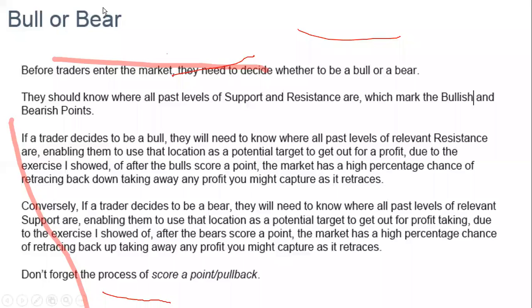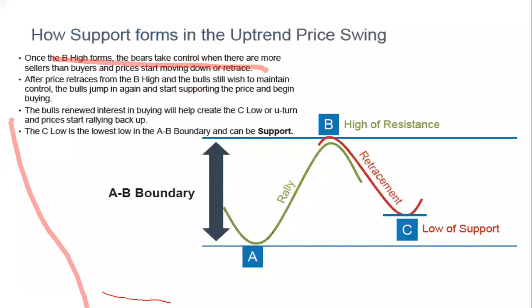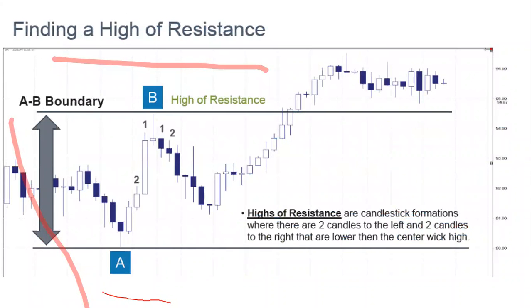Yeah, boss, please, more emphasis on how to identify our support and resistance. You say the high has two lower candles before it and after it. I understand. That's how to identify our resistance. Resistance is, we are talking about higher highs and higher lows. High, low. So high and resistance.